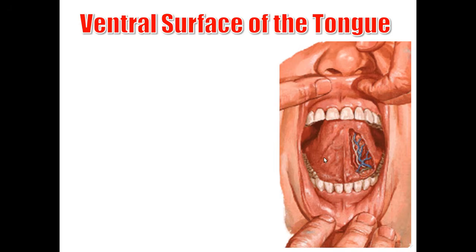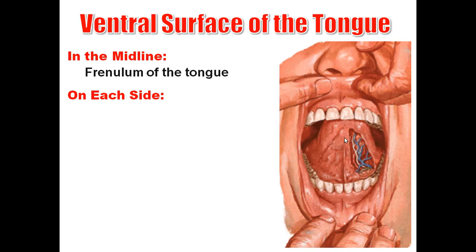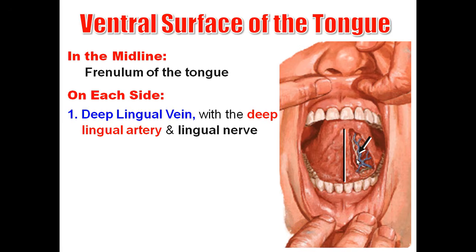Regarding the ventral surface of the tongue, this is the ventral surface. Then we have 2 features: in the midline and on each side of the midline. In the midline, this is the frenulum of the tongue. It is a fold of mucous membrane called the frenulum. On each side of the frenulum, I can see a vein, artery, and nerve. So this is the deep lingual vein, deep lingual artery, and the lingual nerve.